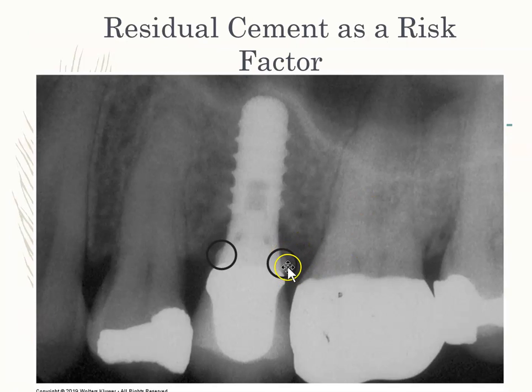This is cement. So residual cement has been left over when they put the crown in, and you can see that they didn't remove it, and that cement is causing the bone loss.